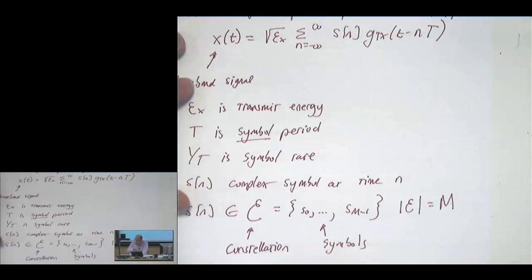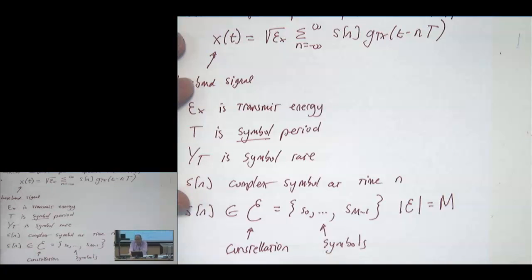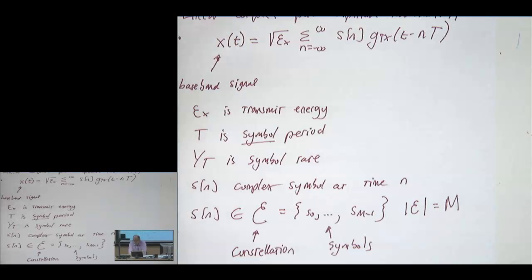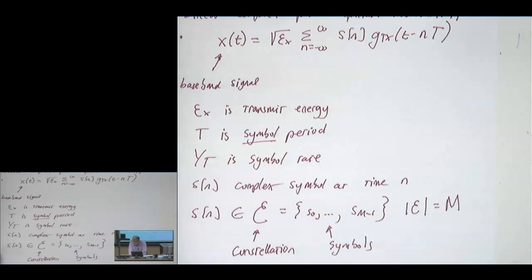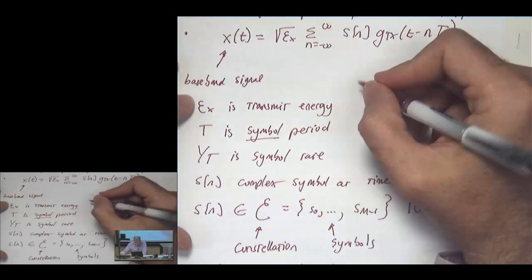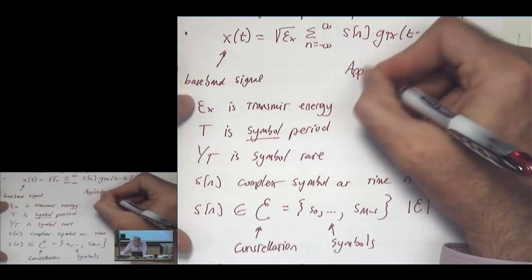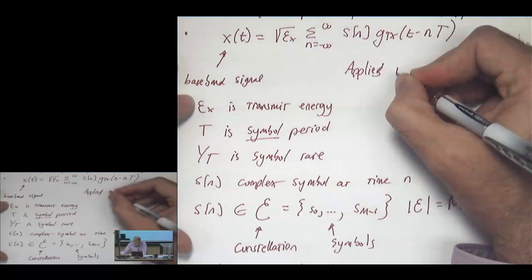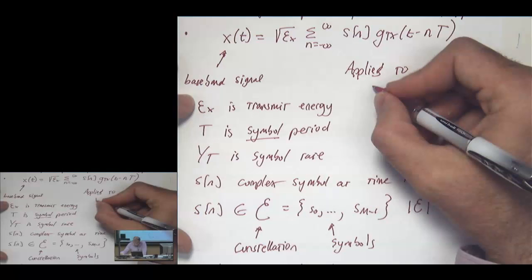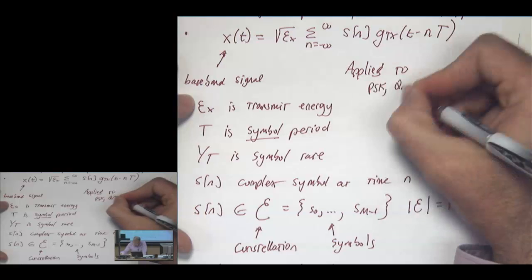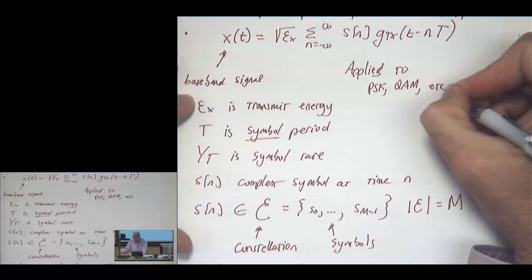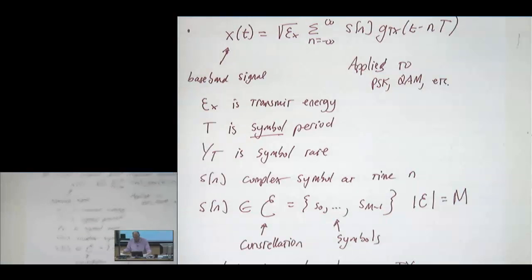And so the other thing to mention here is that this type of digital modulation is essentially the most common kind of modulation that's used. This applies to a whole host of practical modulation strategies, which we also talked about in Lecture 3: phase shift keying, quadrature amplitude modulation, etc. All right, so now we go to talking about the constellation.